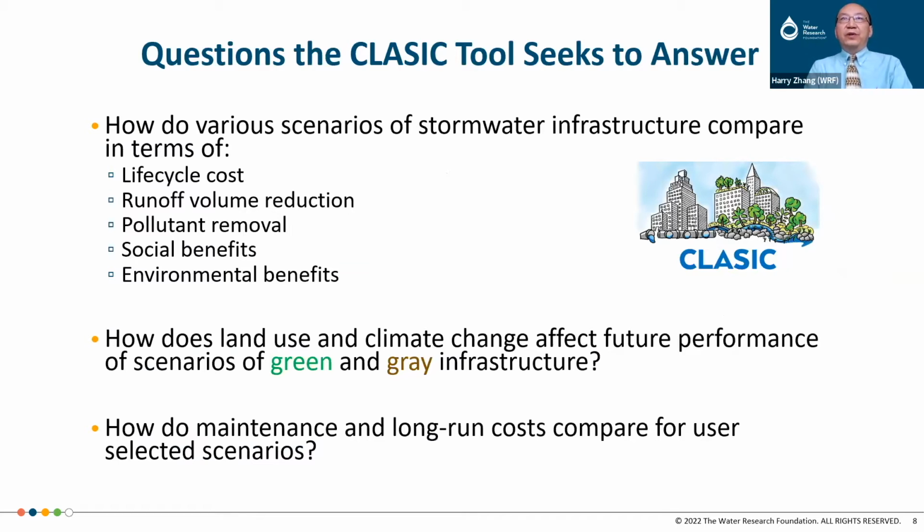For example, if you have different stormwater infrastructure scenarios that you want to evaluate, both green and gray, and you want to consider not just runoff volume reduction and pollutant removal, but also life cycle cost and maybe triple bottom line benefits, like social and environmental, then the CLASIC tool may give you a hand. And if you want to evaluate land use impact and climate impact on the future performance of the scenarios, CLASIC can also help you here.